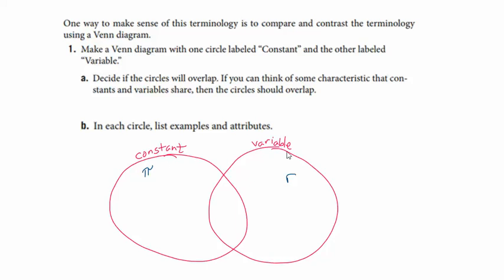Now something that a constant and a variable have in common is they are one term. Every constant is one term. Every variable, single variable, is one term. So what I want you guys to do is put a few more things in this area of the Venn diagram. See if you can think of one more thing to put in here that they might have in common. And then a few more examples over here in the variable part.